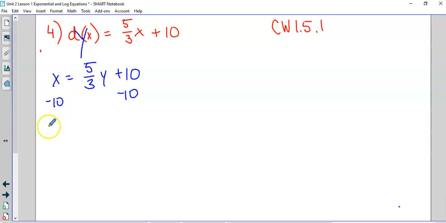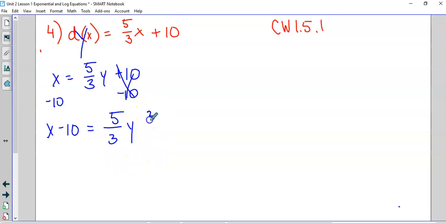Now, x minus 10 is just written x minus 10. There's really no other way I can write that. These cancel out. 10 minus 10 is 0. So x minus 10 equals 5/3 y. A couple different ways we could do this. The first thing I would probably do is multiply times 3 on both sides.